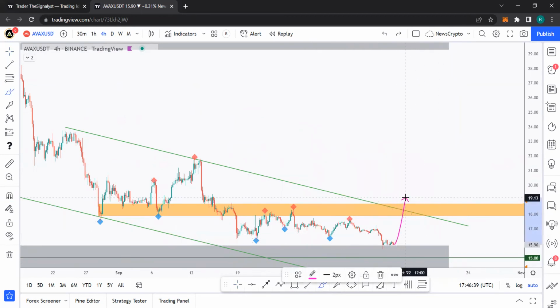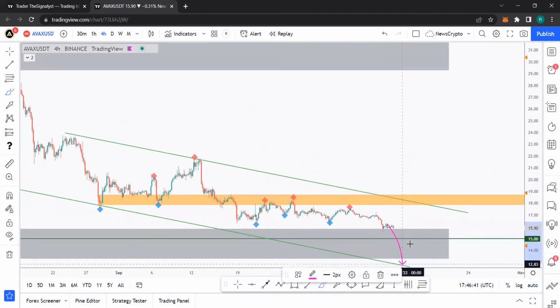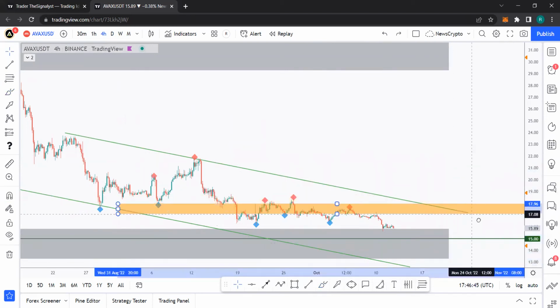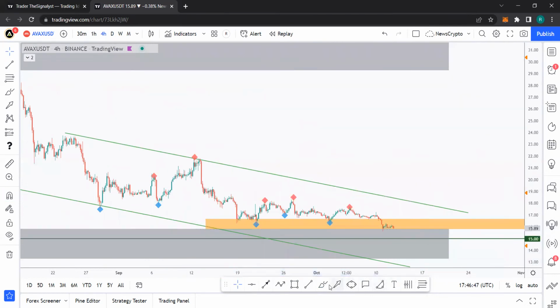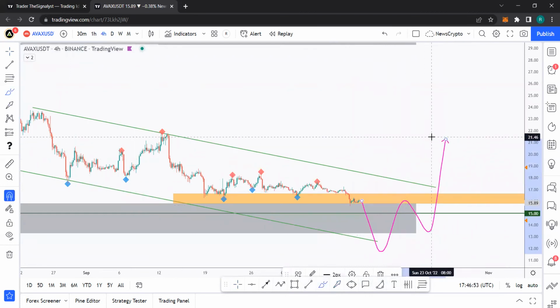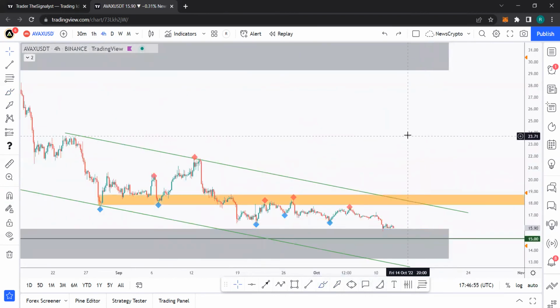Meanwhile, until the bulls take over, we can still trade lower and lower before breaking it up. In this case, of course, we'll be updating our analysis. If, for example, we trade lower, we'll be waiting for this, for example, and then we'll buy on the swing upward. So that's basically it for AVAX.